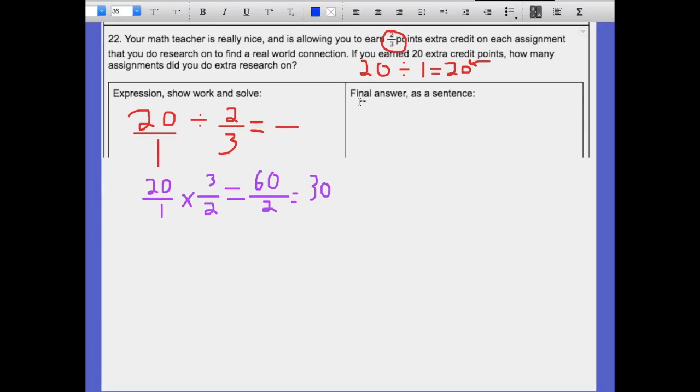All right, so what does that mean? Go back and read the question. So this means you did extra research on 30 assignments. Kind of a lot, but you also earned a lot of extra credit here, so that's really cool to see.